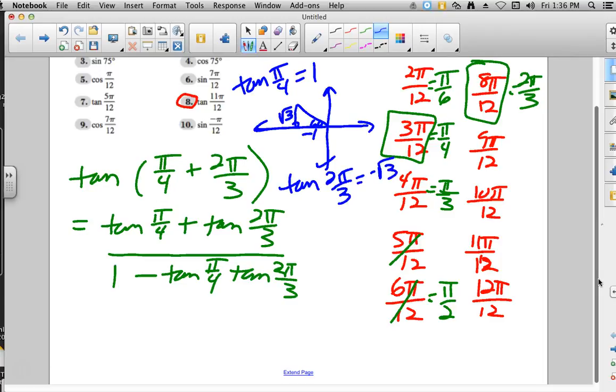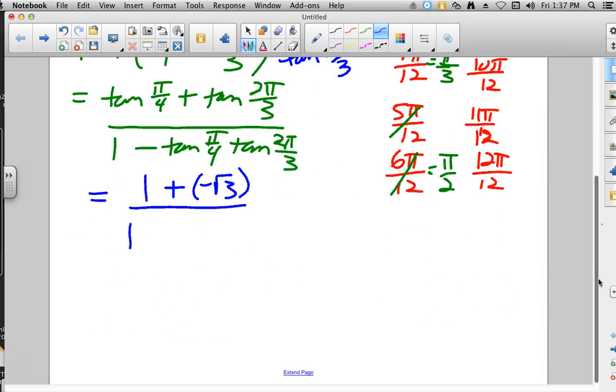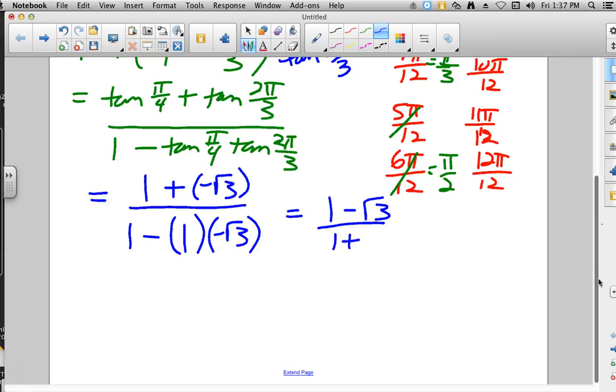And we need to just do some substitution here. The tangent of pi over 4 is 1, plus the tangent of 2 pi over 3 is a negative square root of 3, over 1 minus the tangent of pi over 4 is 1, and the tangent of 2 pi over 3 is negative square root of 3. So a little bit simplified here, we'd have 1 minus the square root of 3 over 1 plus the square root of 3. And with this, we are going to rationalize the denominator.